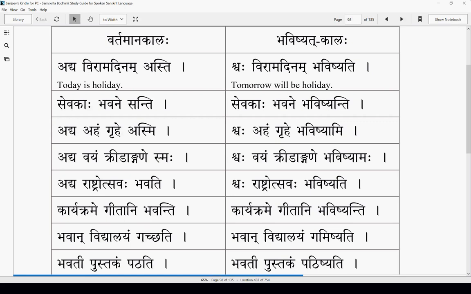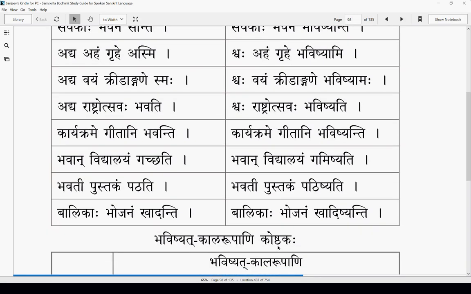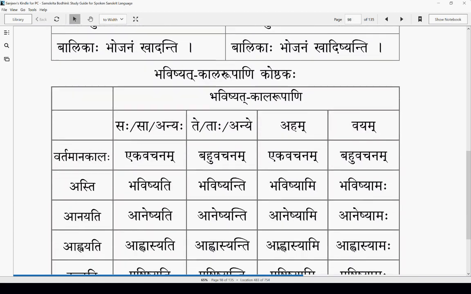Note that asti changes to bhavishyati and bhavati also changes to bhavishyati. So asti does not have a separate form in the bhavishyat kala. It takes the same bhavishyati form in the future tense. Bhavanti, bhavishyanti. Now gacchati, when it comes to gacchati we have gamishyati. Patati, patishyati. Khadanti, khadishyanti. This is again simple.